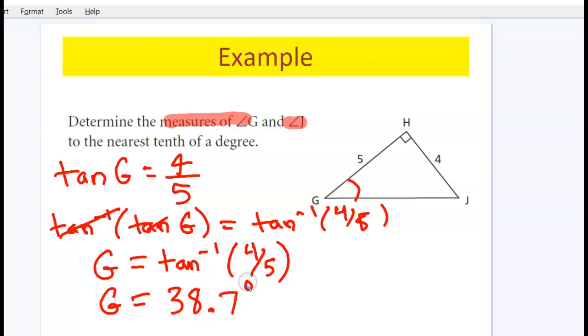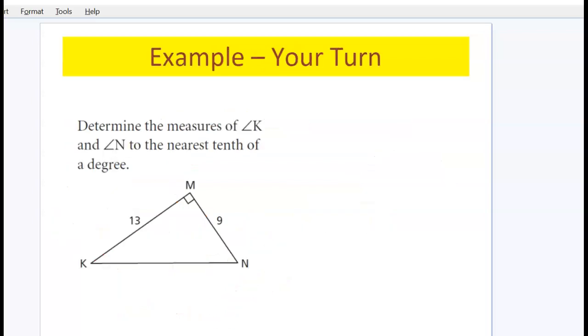38.7 degrees. Okay, now some of the older calculators, you'll have to type in 4 divided by 5 first and then go second tan, but you might want to pause the video here and try to figure out how your calculator works to get the correct answer. Again, make sure you use a degree symbol in your final answer, because if you don't use a degree symbol, there's another unit for angles, which is called radians, and if you don't have a unit, it's assumed to be radians. All right, I want you to pause the video and give this question a try.